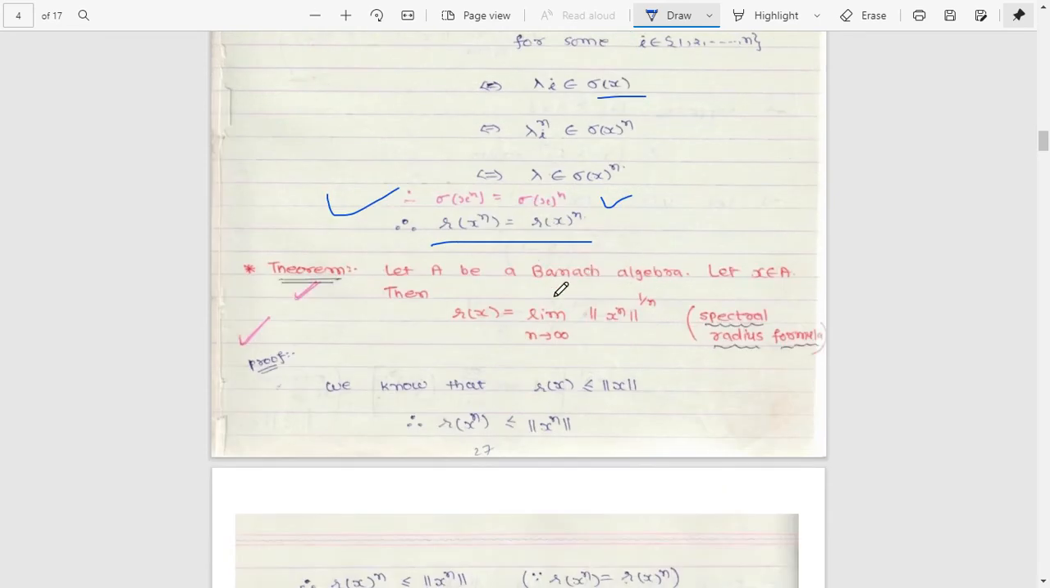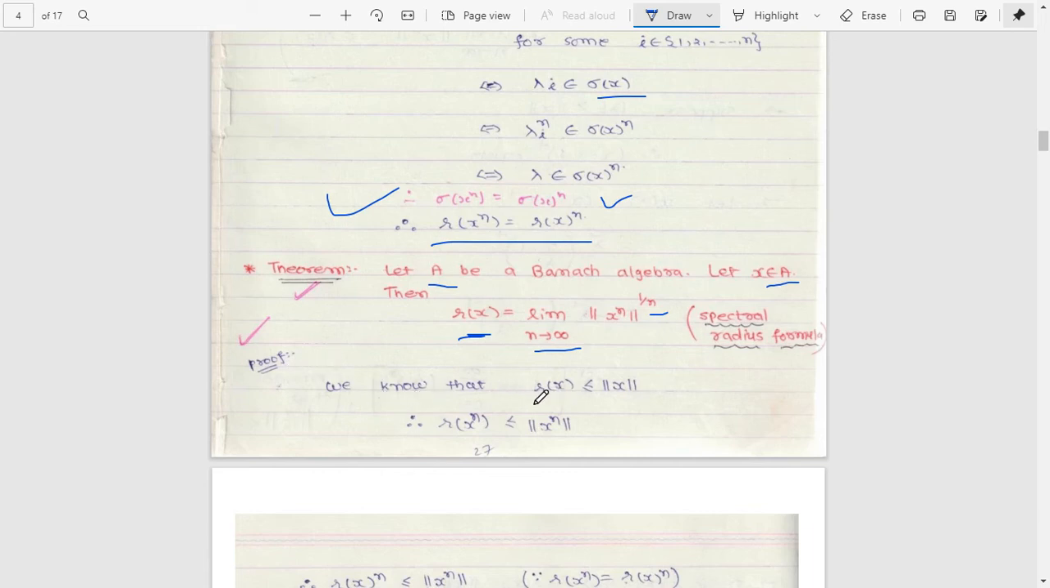Now the next theorem. Let A be a Banach algebra and let x belong to A. Then r of x is equal to the limit as n tends to infinity of norm x raised to n, raised to 1 by n. This is the spectral radius formula. Proof.